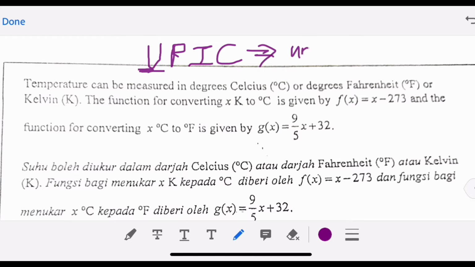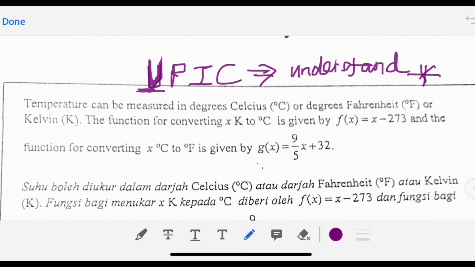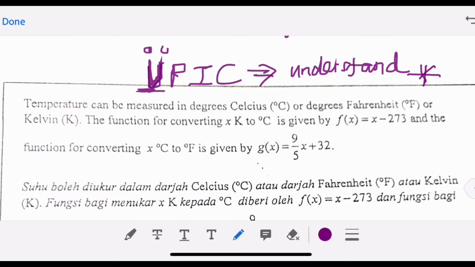U is understanding. I highlight again. If you don't understand the question, how are you going to do it? So basically, you have to spend some time to understand the question. This is the most important step. That's why U is very important. I want you to make sure you really understand before you start.